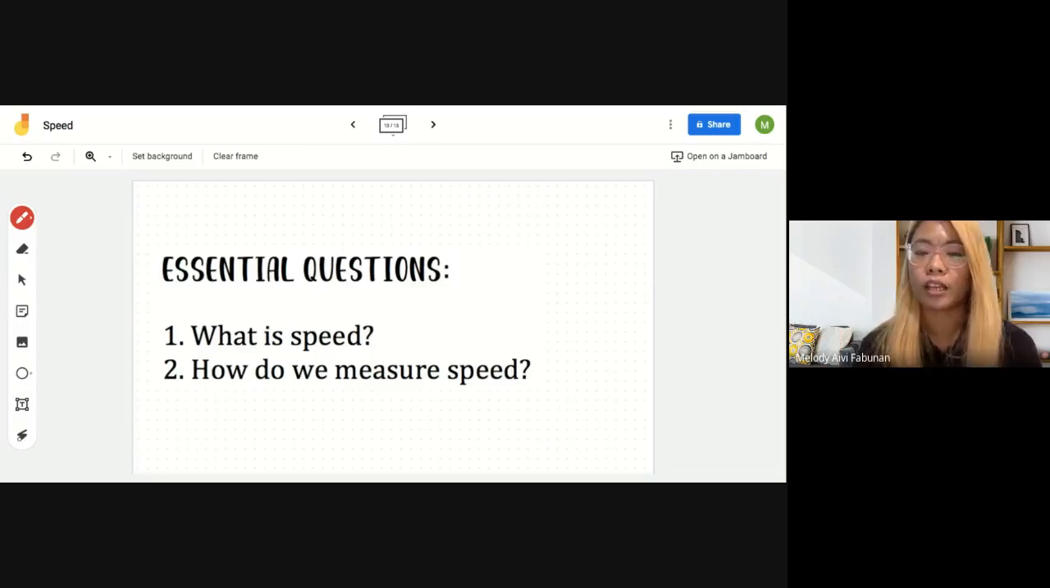yung ating conversion into seconds at saka syempre yung unit na ginagamit. Okay, so thank you so much for joining our class today. Next week, we will continue our discussion and learn all about velocity. Okay, so tapos na tayo sa speed. Next week, we will learn all about velocity.